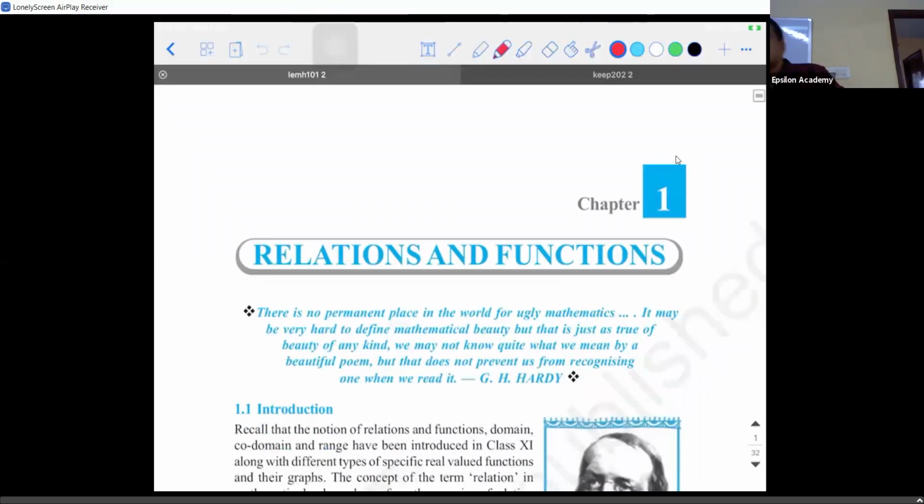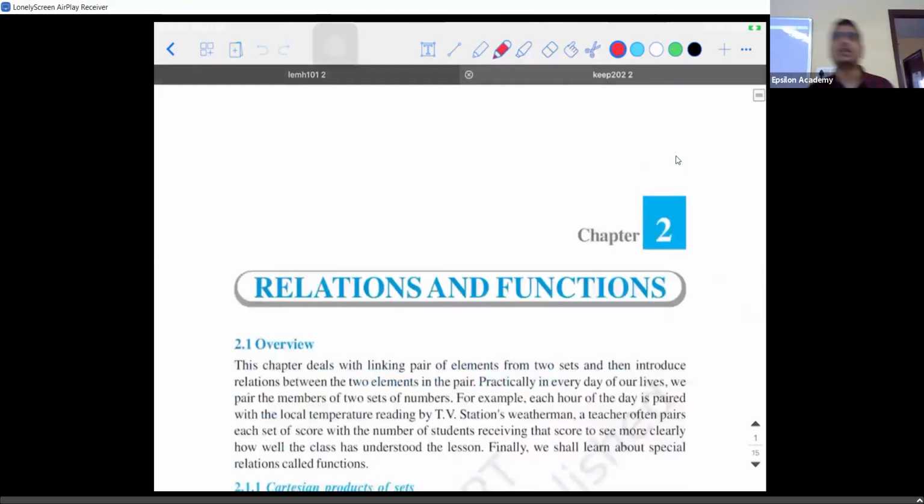So last class we started with relations and functions, right? I gave you some basic introduction about what is a relation and a function. Can someone repeat it? What is a relation? So when you speak about the concept of relation, what does relation mean? It is a subset of something.